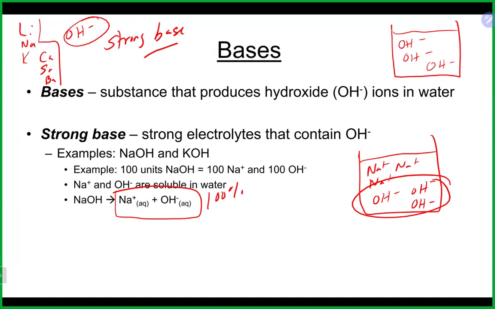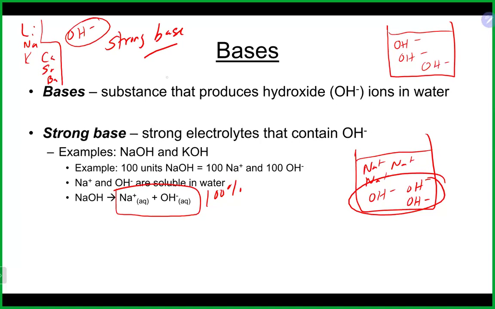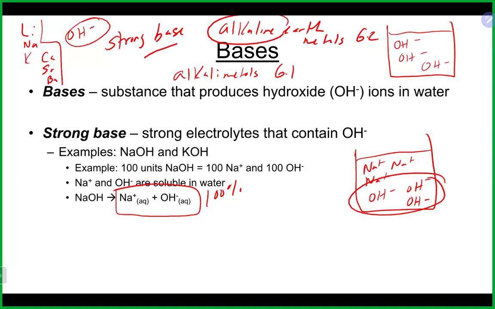Group 1 and 2. The reason group 1 and 2, group 1 is called what? It is called the alkali metals, right? That's group 1. Group 2 is called the alkaline earth metals. The word alkaline means basic. So that's where a lot of our strong bases come from. Pretty much OH minus hooked up with somebody in group 1 or group 2 on the periodic table, and that will usually be a pretty strong base.